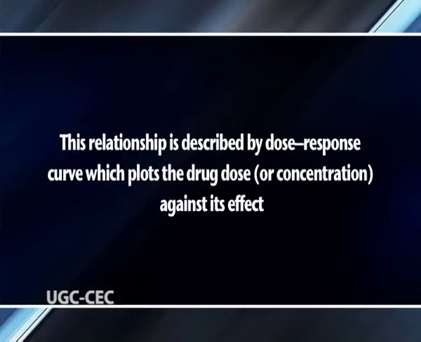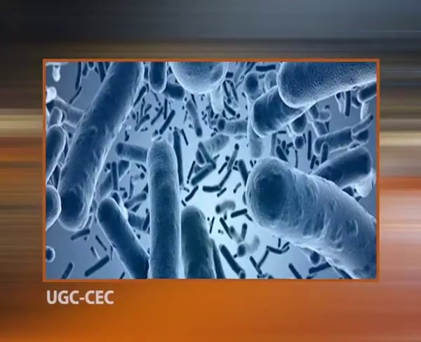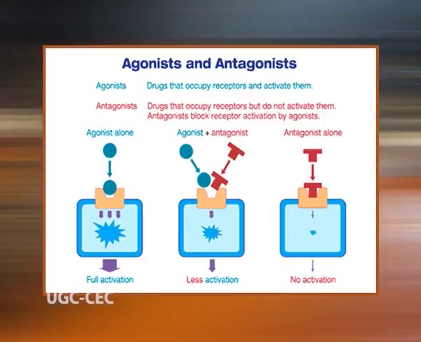The extent of receptor activation and the subsequent biological response is related to the concentration of the activating drug, that is the agonist. This relationship is described by the dose response curve, which plots the drug dose or concentration against its effect. This important pharmacodynamic relationship can be influenced by patient factors, for example, age, disease, and by the presence of other drugs that compete for binding at the same receptor, for example, receptor antagonists.